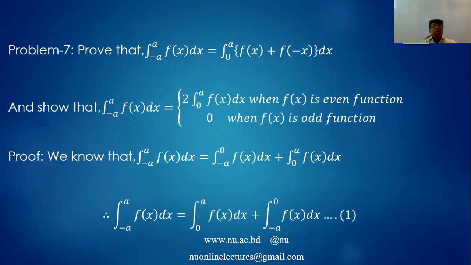Number 7, prove that integration minus a to a f of x dx equal to integration 0 to a of f of x plus f of minus x dx. This is the different types of properties. Show that this is equal to this. We have to prove this one.